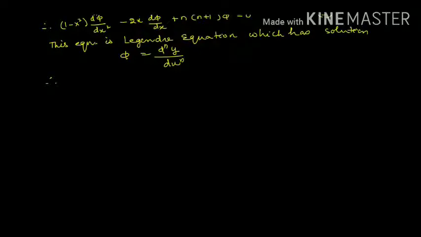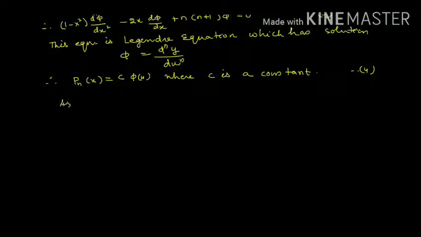Now we can write Pn of x is equal to c into phi of x, where c is a constant. So this is equation 4. As y is equal to (x square minus 1) to the power n, it can be written as (x minus 1) to the power n into (x plus 1) to the power n. So this is equation 5.